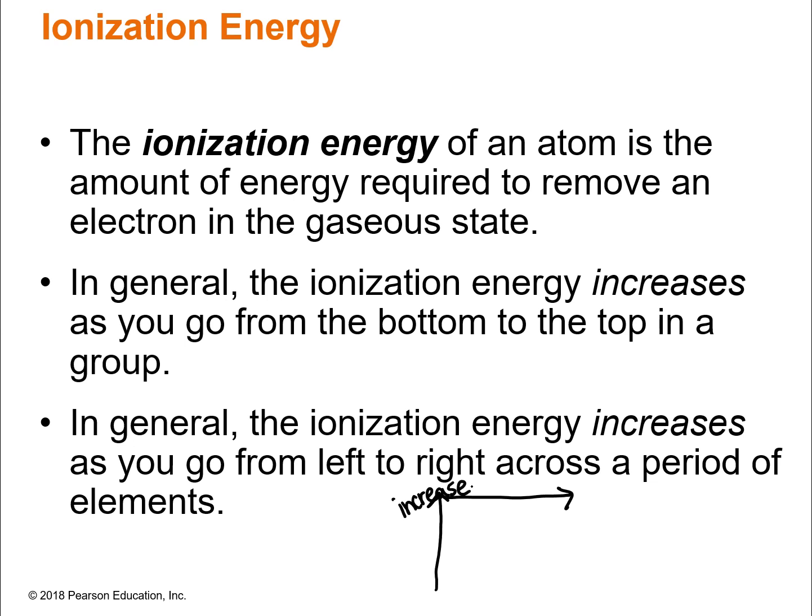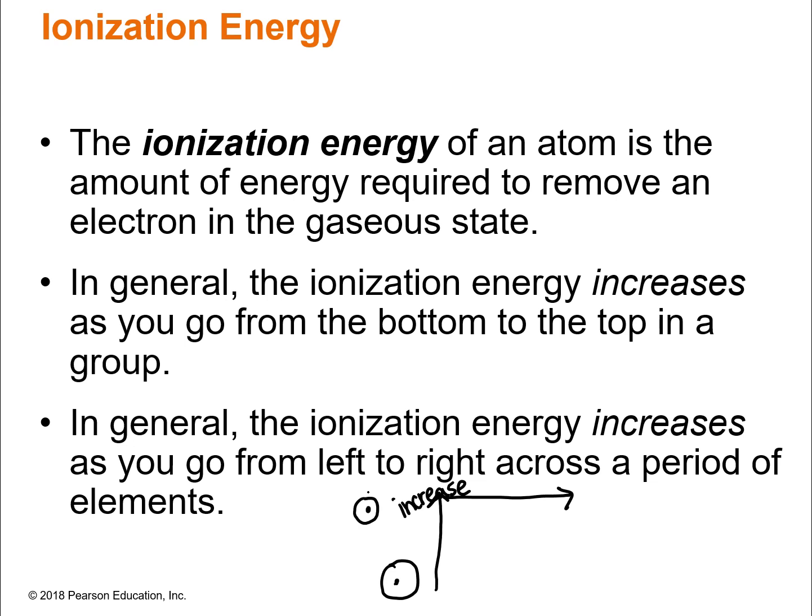Now, in the context of the other trends that we talked about, this makes sense. At the bottom of a group, we're talking about a really big radius, which means that your electrons are really far away. So it's going to be pretty easy to pick one off. But as that radius gets smaller, those electrons are going to be more tightly associated with the nucleus. So it's going to be harder to remove one.